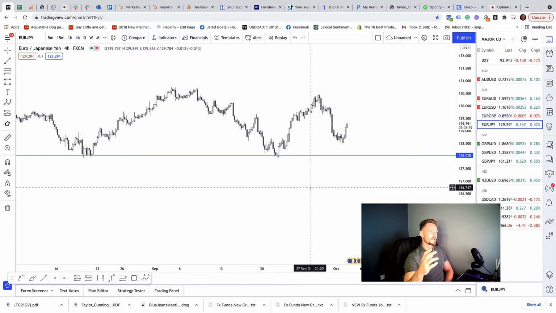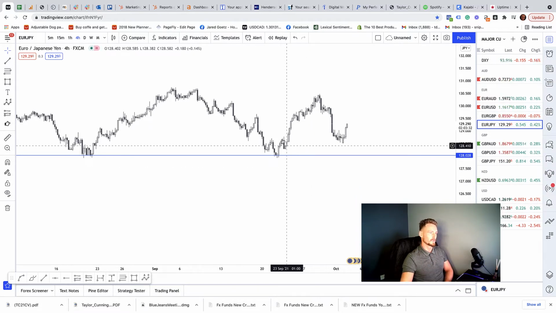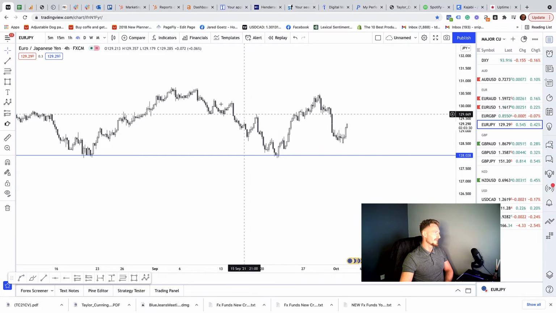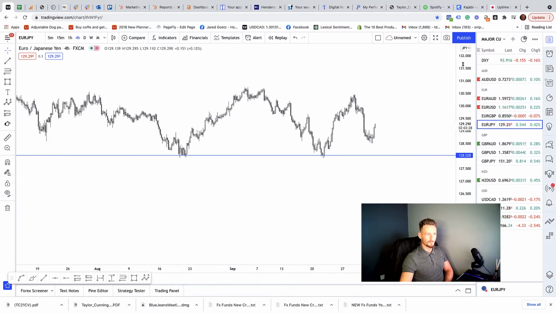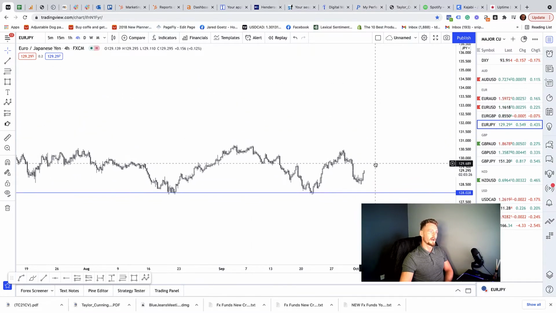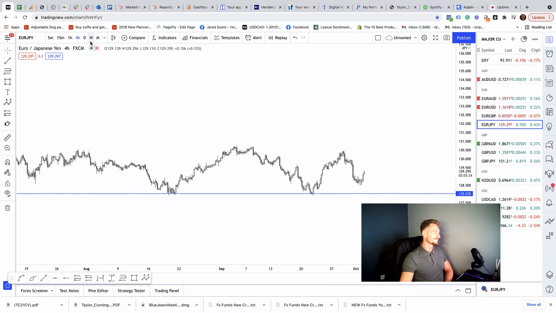The dollar being weak would, of course, push this up, but dollar being strong would push the euro down, typically speaking. But this has not been the case. So again, more conflicting information to say that the EURGBP seems to be moving pretty well.